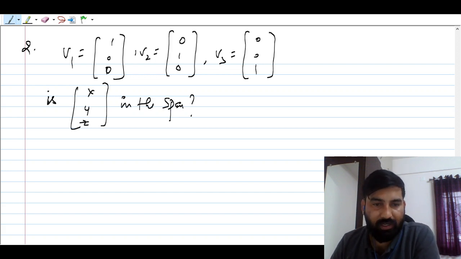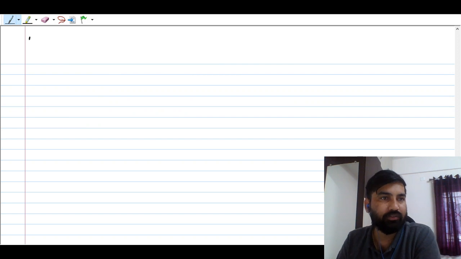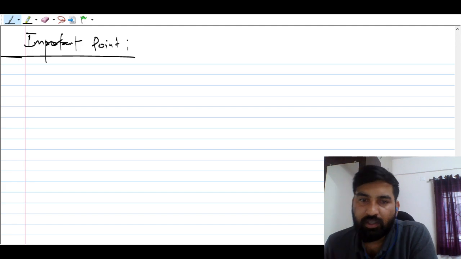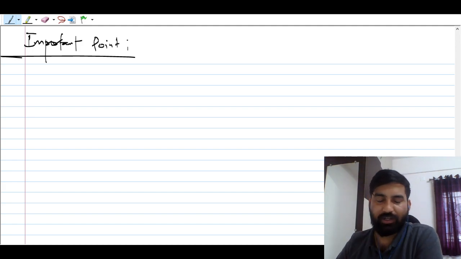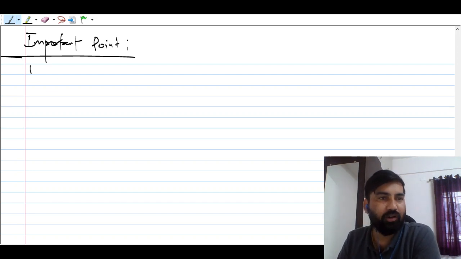So if we talk in terms of matrices, right, if we talk in terms of matrices, then remember some important points. Okay, you try these questions. If you're not able to solve, you can let me know, so that I will solve it. What is the important point here? You can say the span of all the columns.